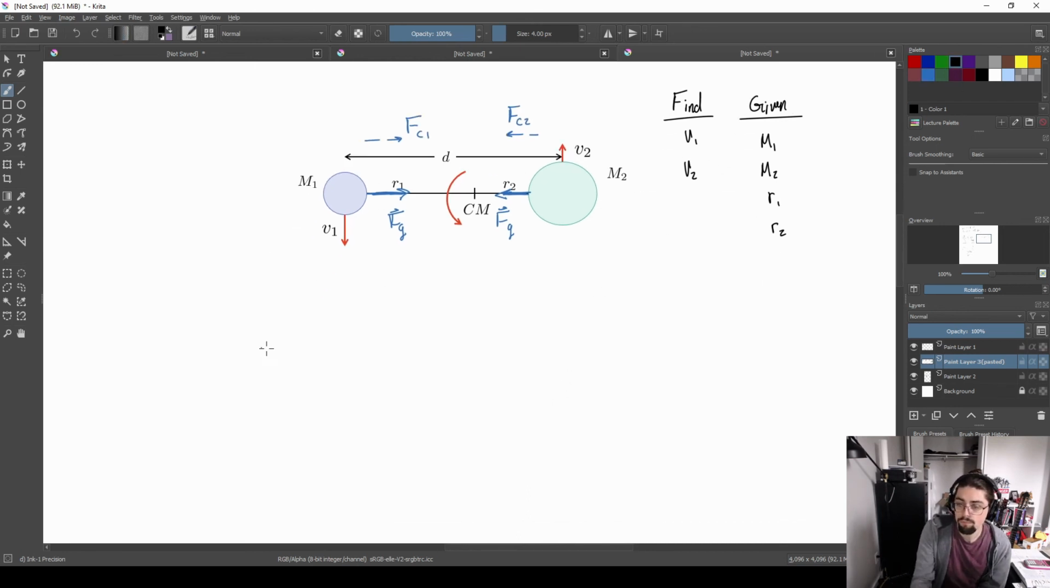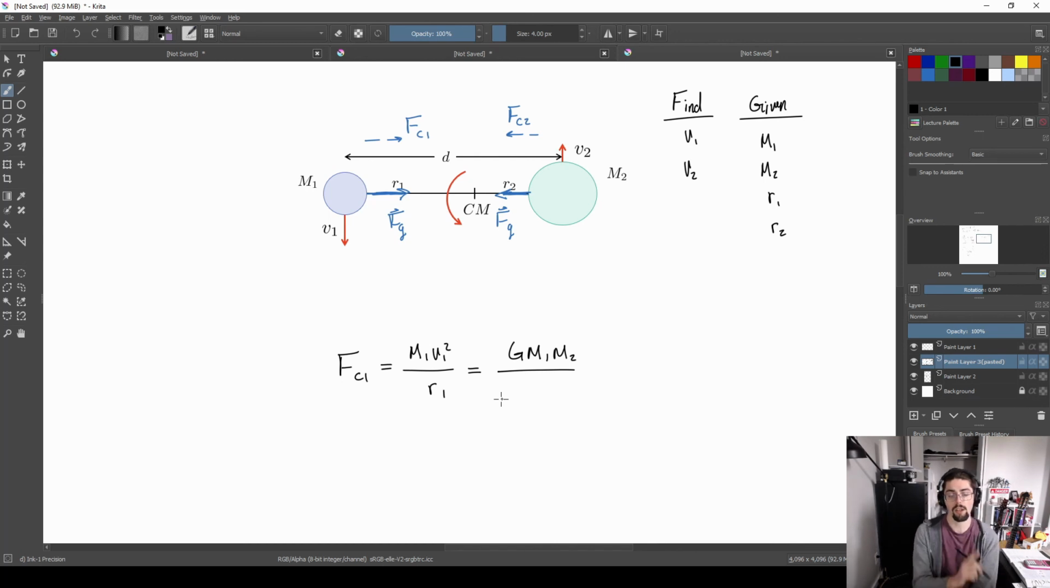Let's write that down. Each star needs to be staying in this perfect circle, a uniform circle, and that means that they must each experience a centripetal force. So FC1, star 1 over here, that's going to be M1 V1 squared divided by, well, R1. What's providing that centripetal force? The only force acting on the star, gravity. How much force is gravity providing? Well, we've got a handy equation for that. G M1 M2 over the distance between the center of their masses, D.